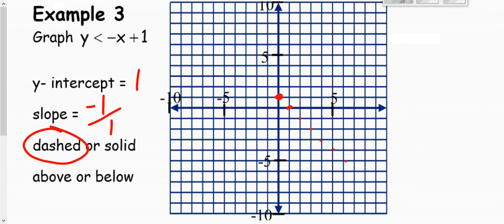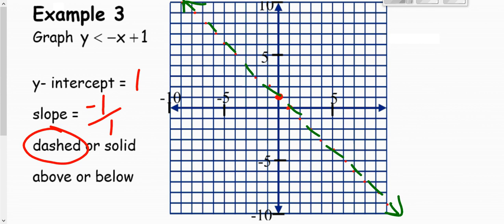Over and over and over. And up 1, back 1. Perfect. And we said this was going to be a dashed line. So just make sure that it's not 100% connected. Like that. Okay, now let's talk about our shading.